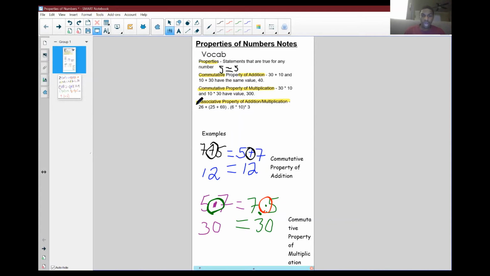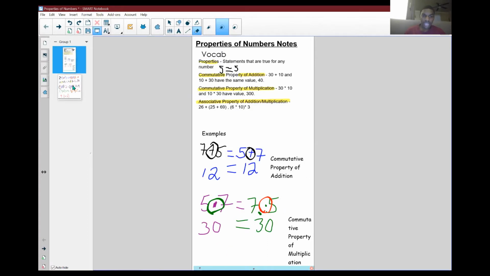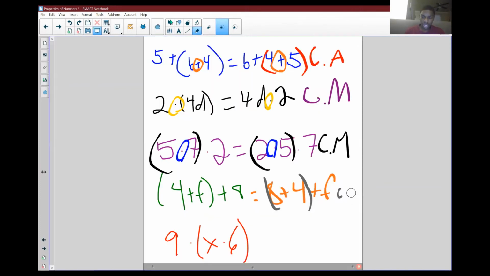Now, oh, wait. I was wrong. I was so wrong. So this should be, it's not C dot A. That should be A dot A. I apologize, guys. I am so sorry. First mistake of the night. That would be the associative property of addition.